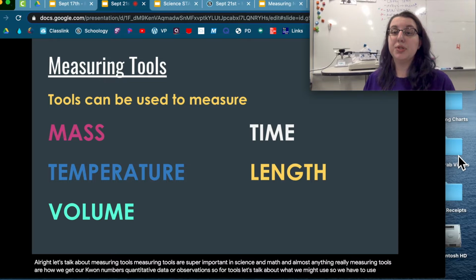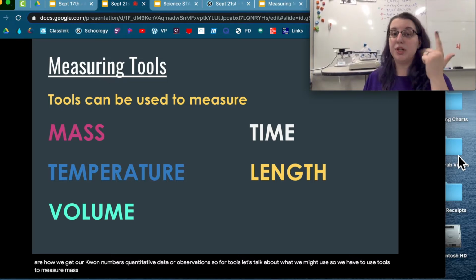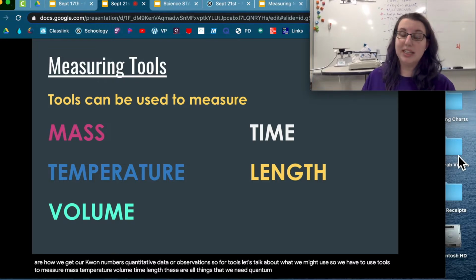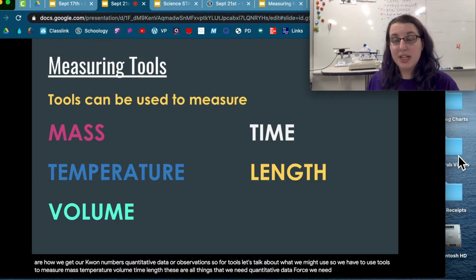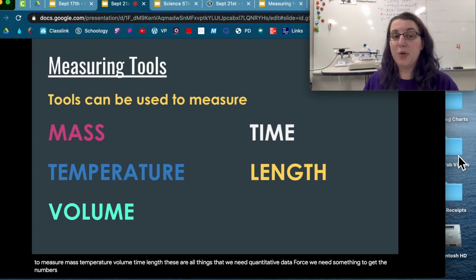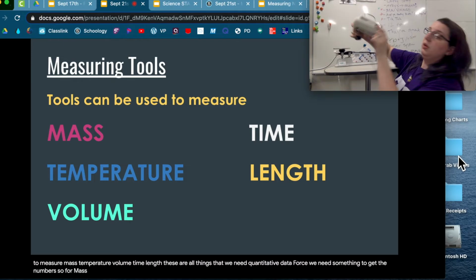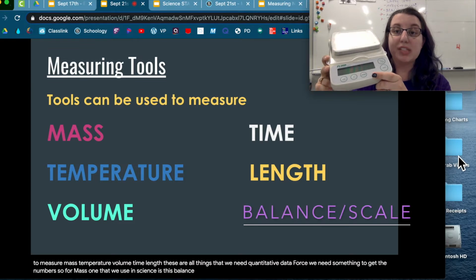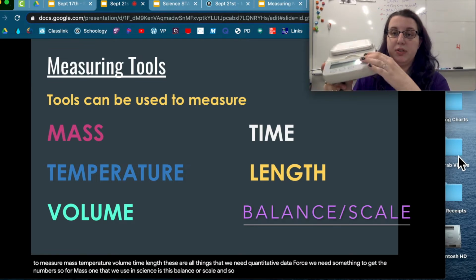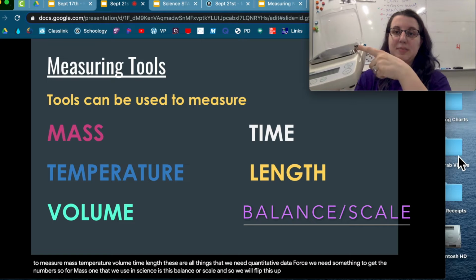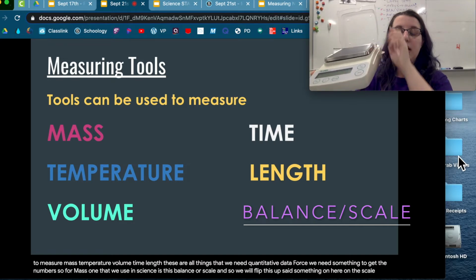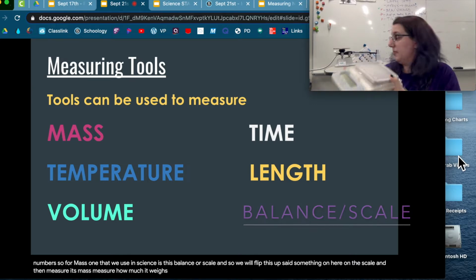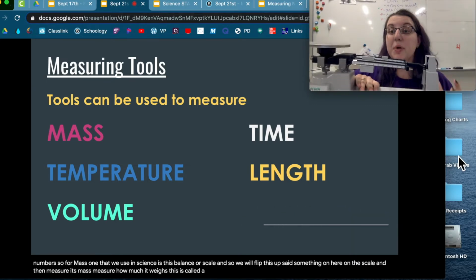We have to use tools to measure mass, temperature, volume, time, length. These are all things that we need quantitative data for. So we need something to get the numbers. So for mass, one that we use in science is this balance or scale. And so we will flip this up, set something on here on the scale, and then measure its mass, measure how much it weighs. This is called a triple beam balance.